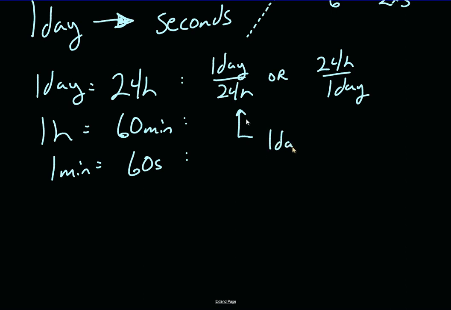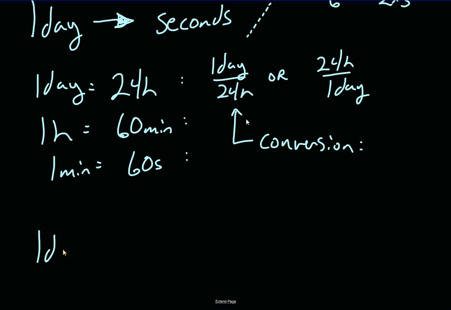We could write 1 day... actually, let's not confuse you. We'll just leave it like this for now. Don't worry about what I was just going to do there. So we're going to use these things. These are called conversion factors. And since you can invert them, they can be used as follows.